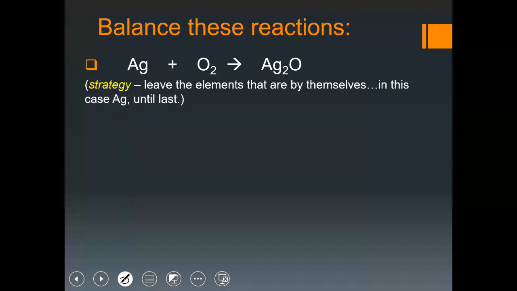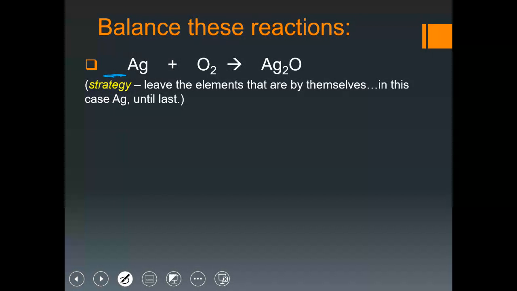One of the things I would do is leave the elements that are by themselves, like in this case, the silver, just leave it till last. Now it's pretty easy to see in this one anyway, but if you have an element that's by itself, you can put any number you want in front of it and not mess anything else up. So just do it last. So I'm going to do the oxygen first in this case.